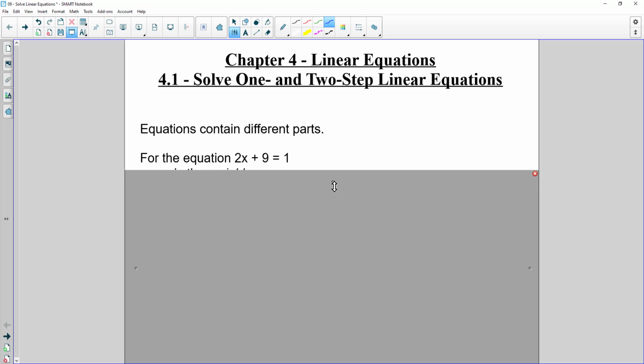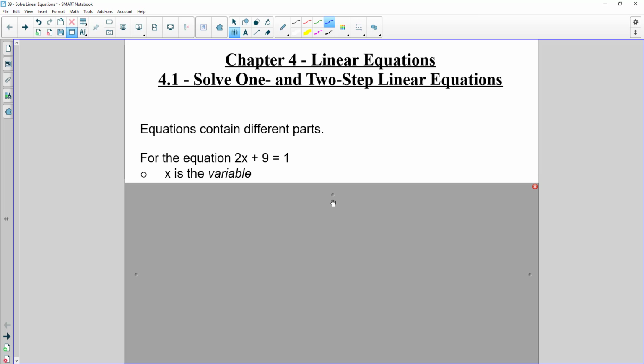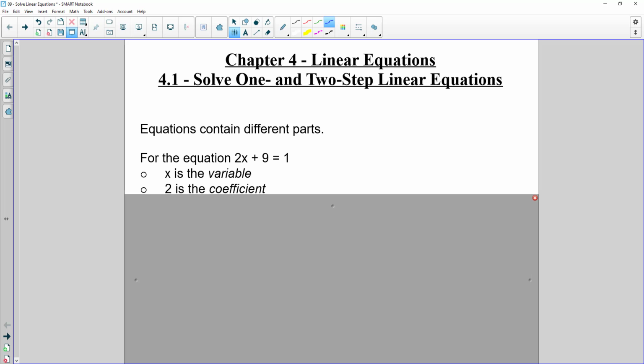The first one we want to focus on is that letter, the x. That's the variable. We call it a variable because the value of x varies. It can change. We're not sure what the value of x is. It's unknown. The 2 is the coefficient. The reason the 2 is the coefficient is because it's the number in front of our variable. So when you have a number in front of the variable, 2 times x in this case, that 2 is known as the coefficient.